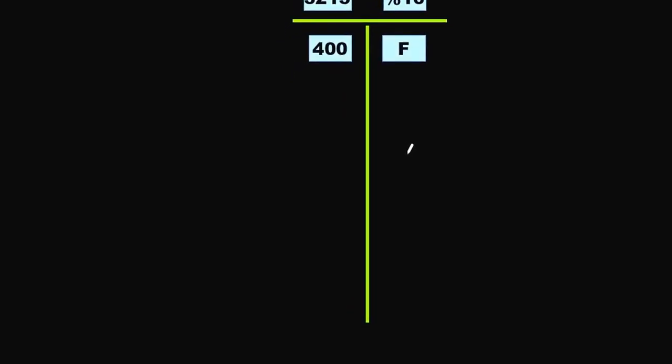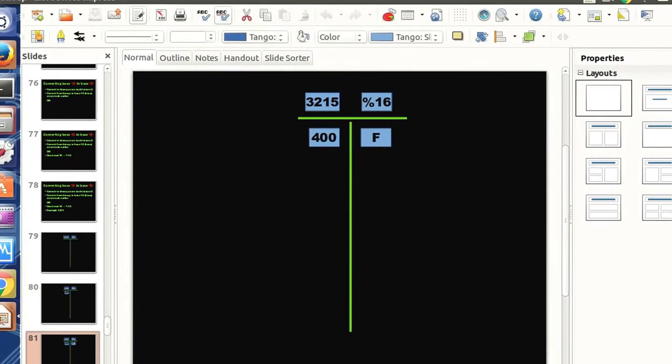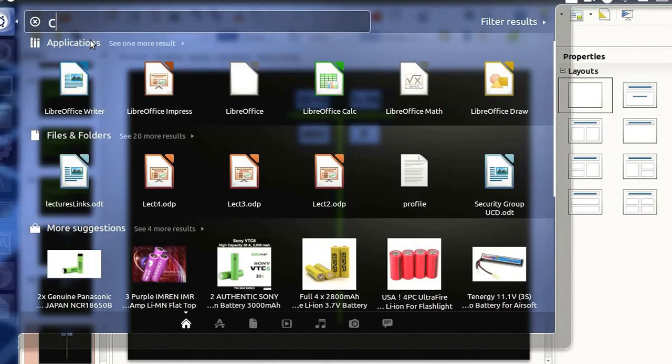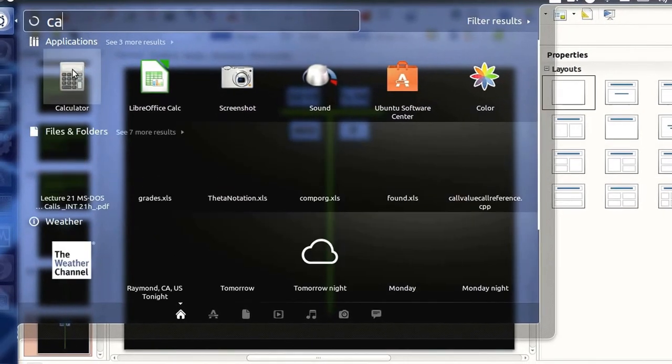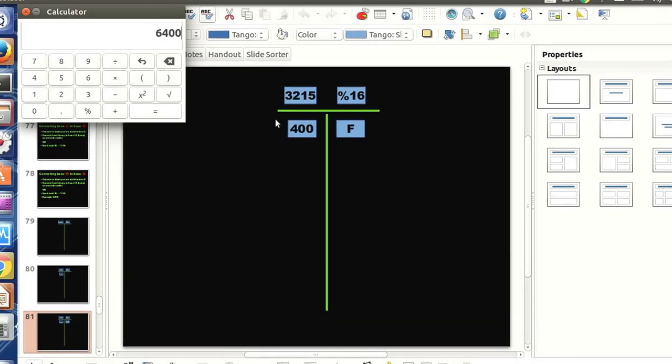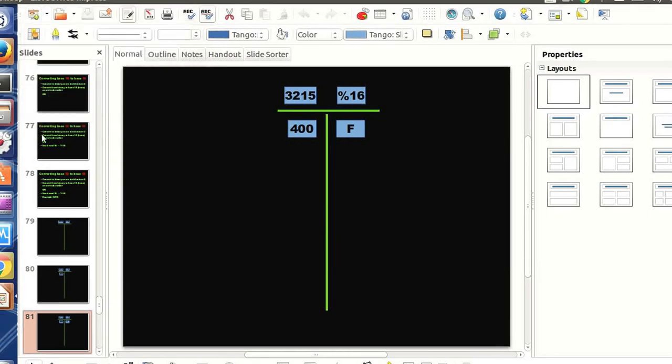How is it 400? Let's use the calculator. That's 400. I don't think it's 400. Yeah, so it should be 20. So that was a mistake.